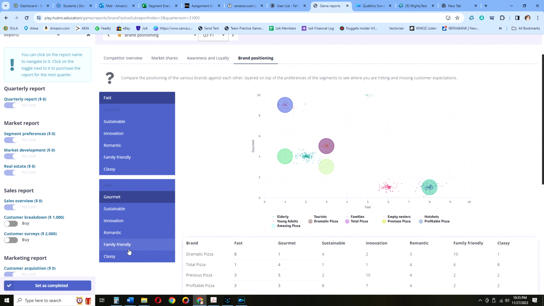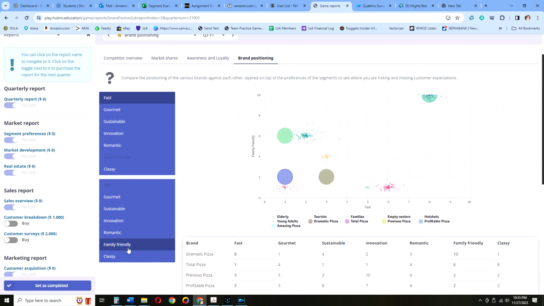So once again, I'm going to go back to what my families care about. They care most about being fast and family friendly. Here's the purple dots for my family. And notice that Dramatic Pizza is producing exactly what families want. They are right on top. What they're offering is exactly on top of what families care about. We could see here, here's Empty Nesters, kind of the opposite. And this brand, Amazing Pizza, is producing something really close to what Empty Nesters want.